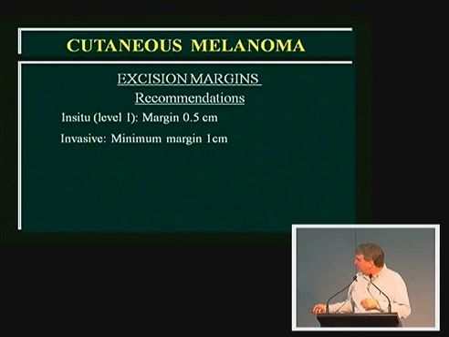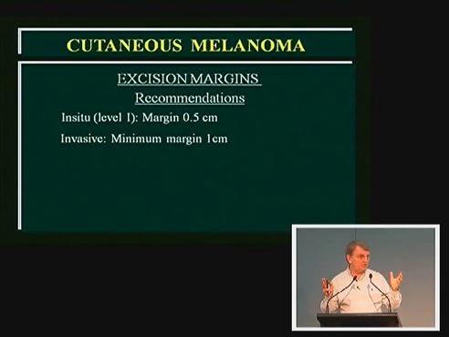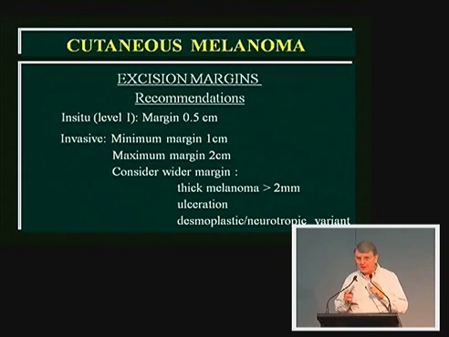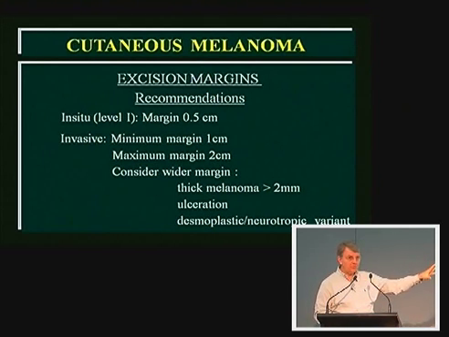If it's invaded, so it's level 2 or it's invaded anywhere, then the minimum margin should be 1 centimetre, and that's the national recommendation. There's no evidence for anything less than that. We think about wider margins when it's a much thicker melanoma, if there's ulceration, or if it's a variant that can grow in nerves. That's about trying to control things better at the site of the primary. There's no evidence that that margin influences whether somebody is cured or not.